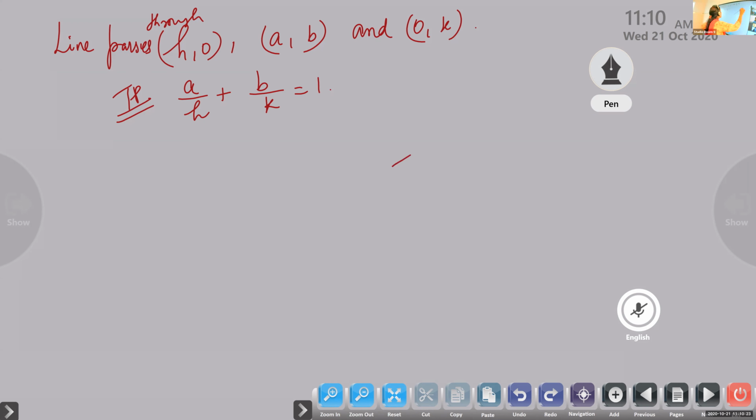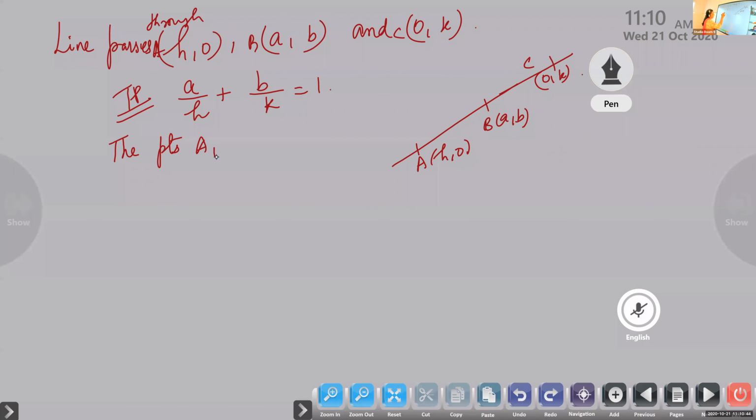Okay, so first you name the points here. Let A, B and C. So the first point A is (h, 0), B is (a, b), and C is given by the third point (0, k). So the points are collinear. Therefore, what we can say? The points A, B and C are collinear. Collinear means they lie on the same line.